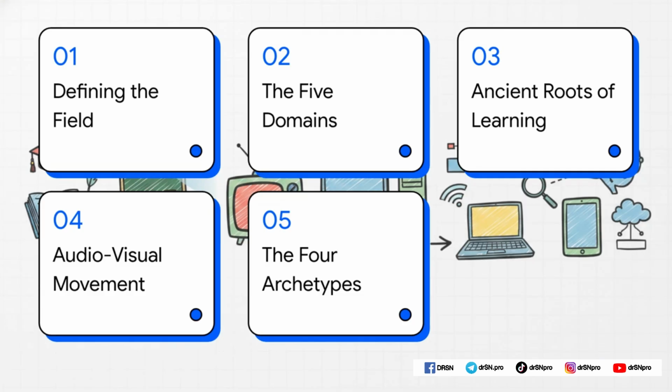So, here's our roadmap for this explainer. We'll kick things off by defining the field. Then we'll break down the 5 domains that make it up. After that, we'll actually travel back in time to look at the ancient roots of learning, explore the audiovisual movement of the 1920s, and finally track our cognitive evolution through the 4 archetypes. All right, let's get into it.